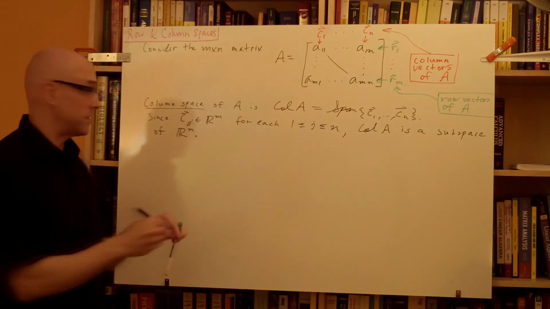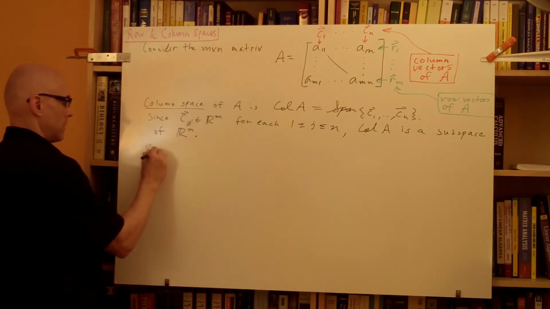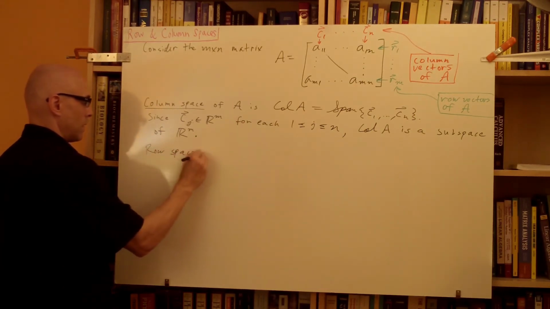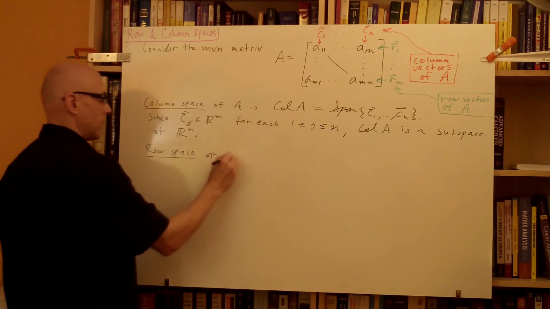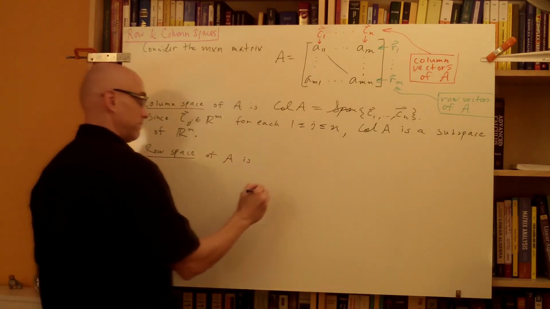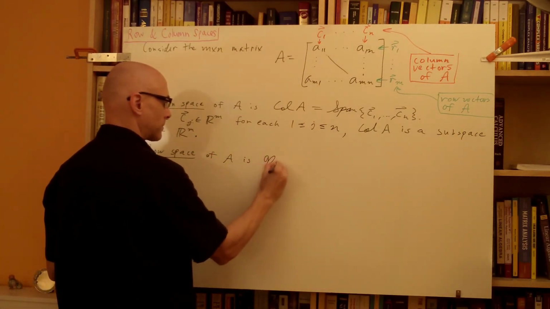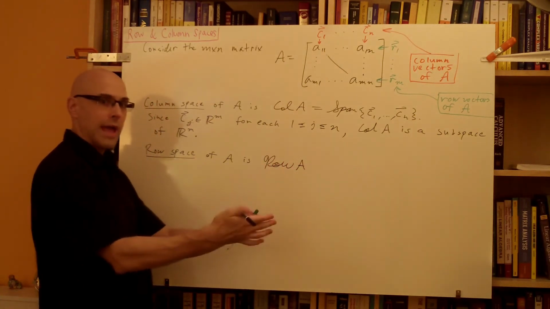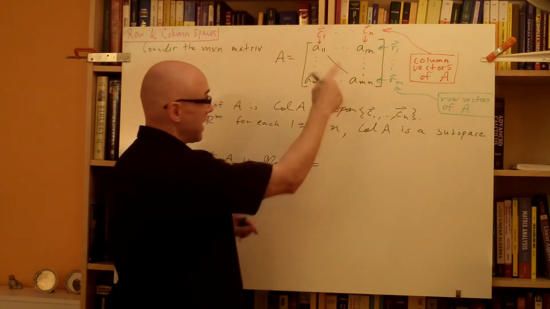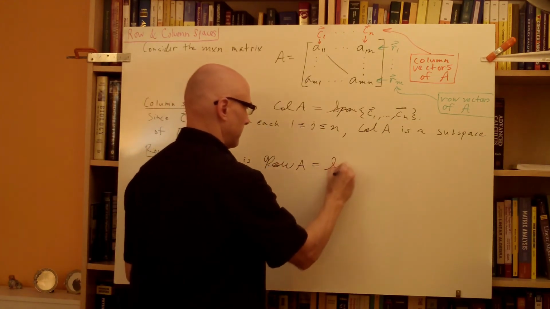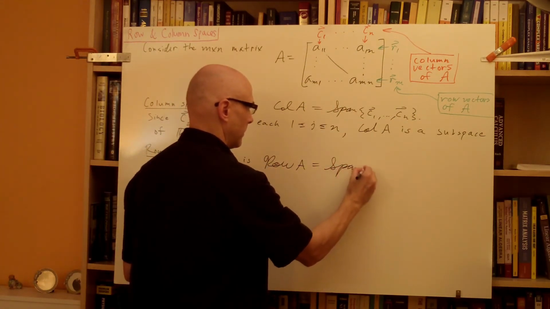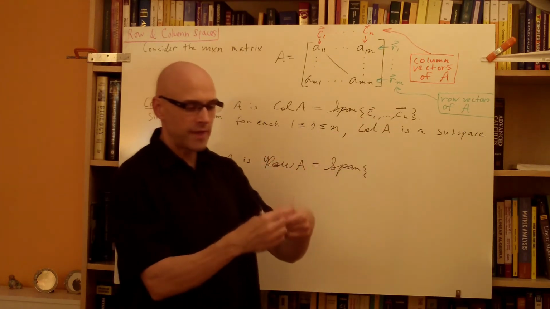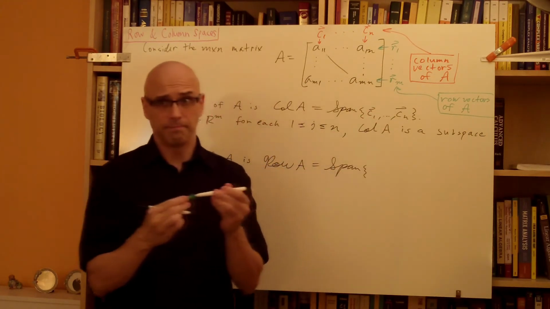And the row space of A is, first of all, we denote the row space of A by row A, and it is the span of the row vectors of A. At least that's what you could say.